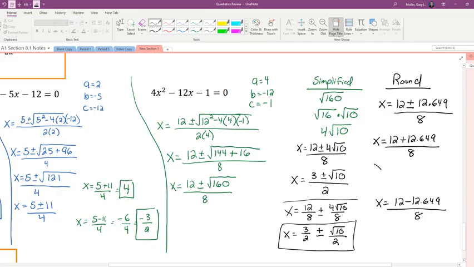The first one's going to be around 24 divided by 8, right? But let's get the right answer. I'm going to add 12 and divide by 8. So that is approximately 3.081. The other one's going to be very close to 0 because it's 12 minus 12-ish. It's going to be a negative number. 12 minus 12.649 is obviously going to be negative 0.649, and divided by 8 is going to be a very small number.